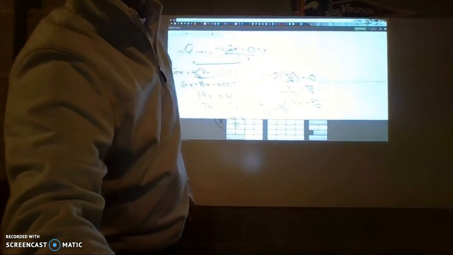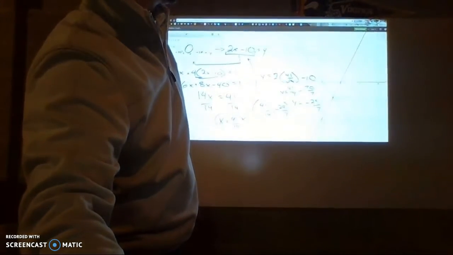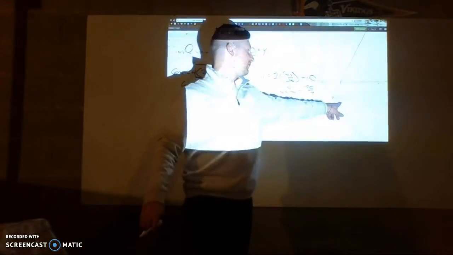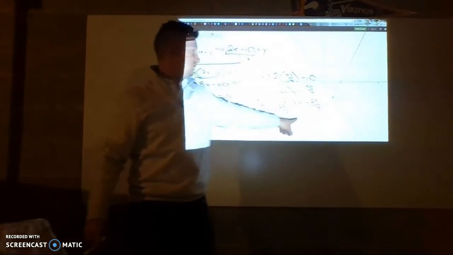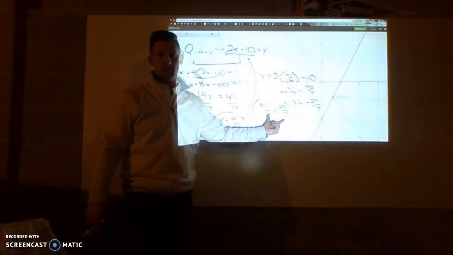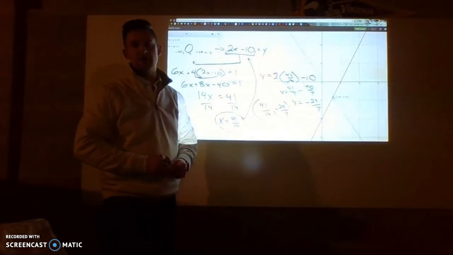So again, you have to trust me, maybe the video shows up all right, but if I were to graph them and then click on the intersection, that intersection is at 2.929, comma, negative 4.143. And I bet if you check these fractions and turn them into decimals, those would be the two decimals that you come up with. So that's an example of solving a system of linear equations using substitution.